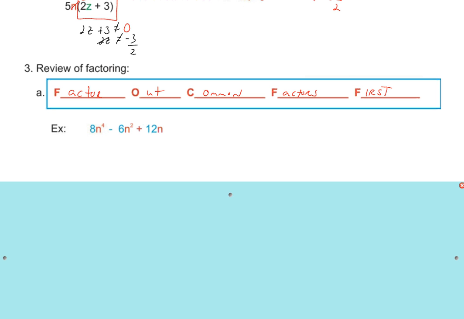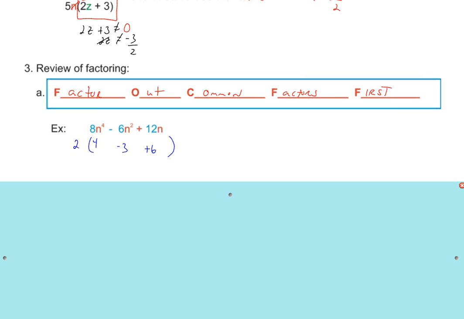So let's take a look at the example here. Just look at the coefficients first, the multipliers, the 8, the 6, and the 12. There is a common 2 out of those, leaving a 4 as the front term, a negative 3 as the middle term, and a positive 6 as the back term, right? We took out the common 2.